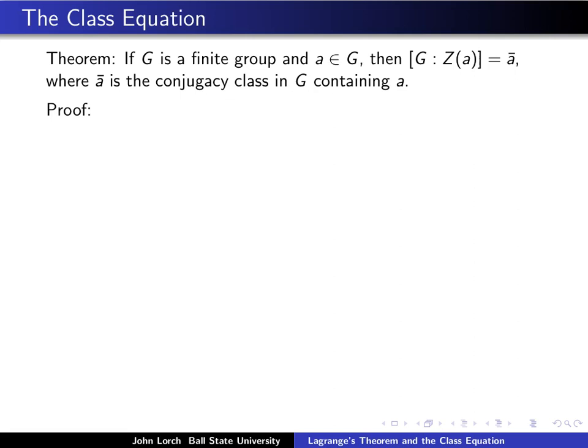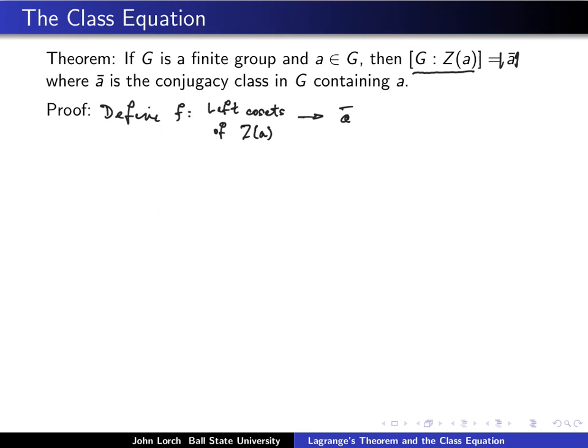Let's now prove the theorem at the bottom of the previous slide. So this is the theorem that says that if you have a little a in capital G, then the index of the centralizer of A in G is equal to the size of the conjugacy class of A, meaning that it's equal to the number of conjugates of A in G. So to do this, we're going to define a function that we'll call f, and it's going to take left cosets of our centralizer subgroup, and it's going to send them to conjugates of A.